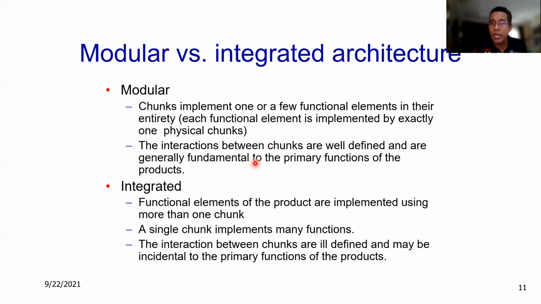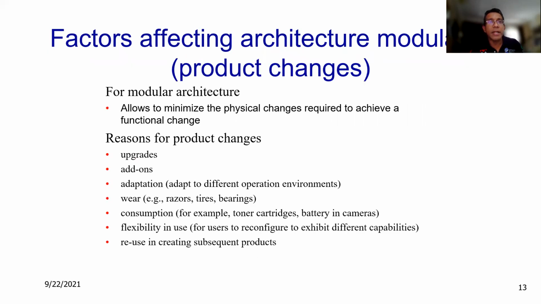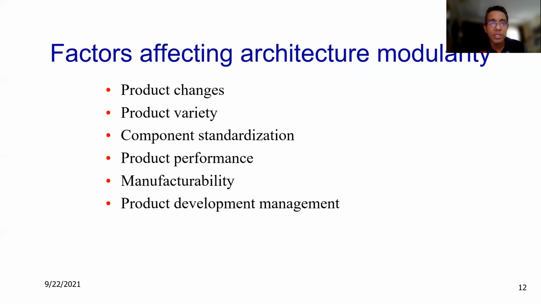So from there, we have the factors affecting modular architecture. They are product change, product variety, component standardization, product performance, manufacturability, and product development management. Those are the factors that affect your architecture modularity.